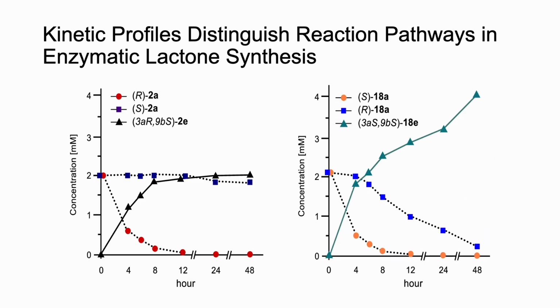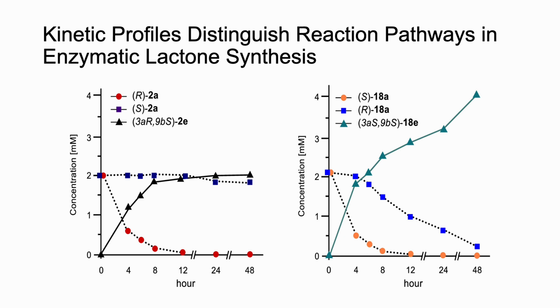And this last part is about the kinetic profiles distinguishing the reaction pathway in enzymatic lactone synthesis. So this graph shows the researchers' time-dependent monitoring of substrate consumption and product generation during the reaction of two different substrates, used to determine whether the enzyme catalytic mechanism is KRAR or DYKT.